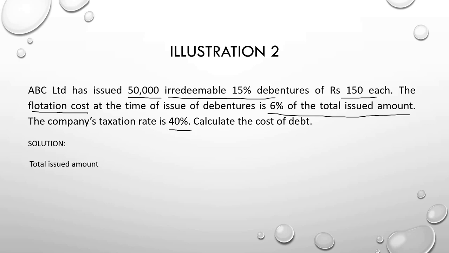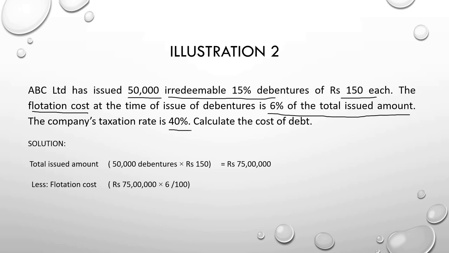Let's first calculate your total issued amount. The company is issuing 50,000 irredeemable debentures, and one debenture costs 150. So 50,000 multiplied by 150 will be 75 lakh. This is the total issued amount. From this you are paying commission or bearing some expenses, that is the floatation cost, given to be 6% of the total issued amount. So we calculate 6% of 75 lakh, which is 4,50,000. Once we subtract it, the net proceeds from the issue will be 70,50,000.